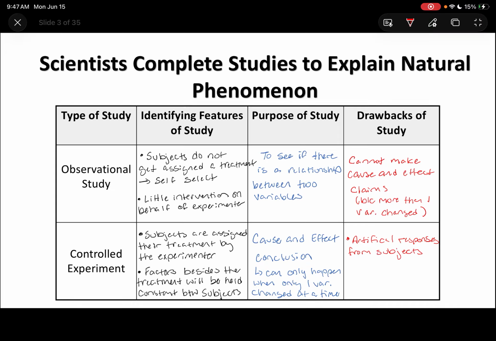Sometimes subjects don't respond the same way in a controlled environment like they would in a natural environment. And therefore, the responses you might see might not be a reflection of what they would actually be like in their normal surroundings. I would say another kind of drawback is that sometimes certain treatments might be unethical and cannot be assigned.